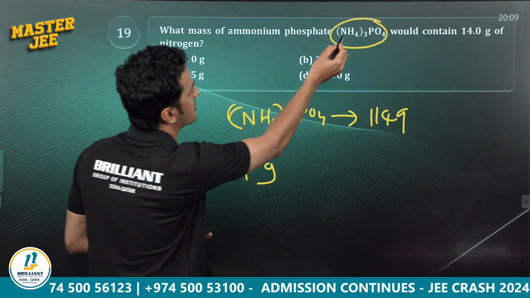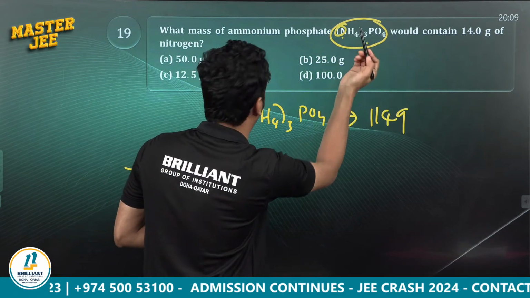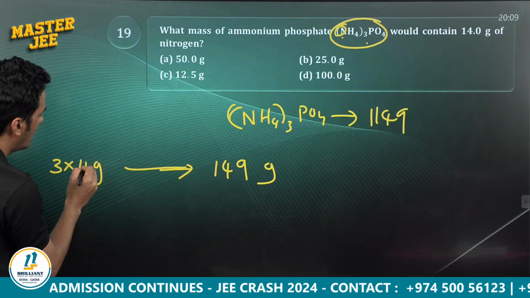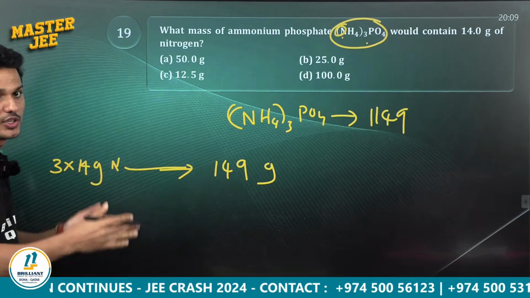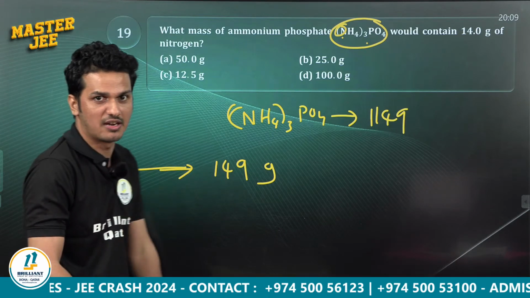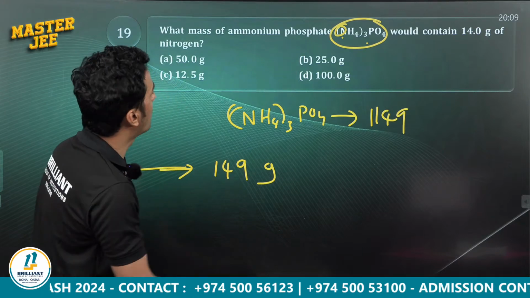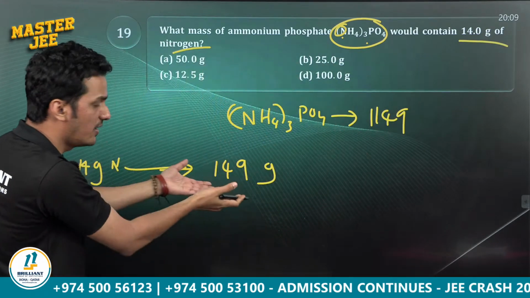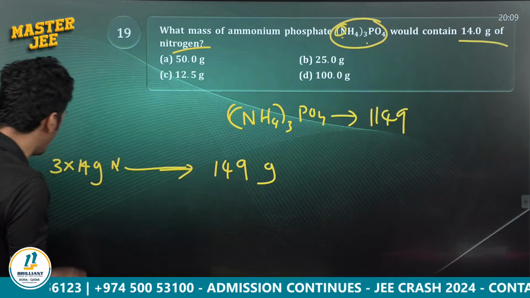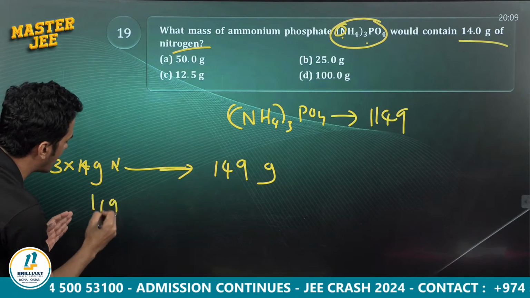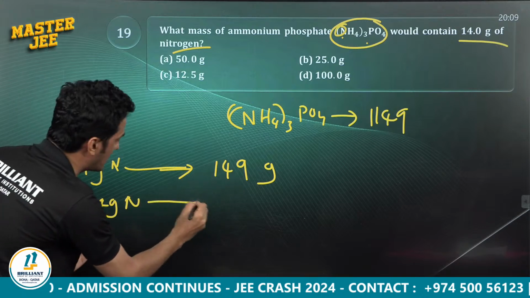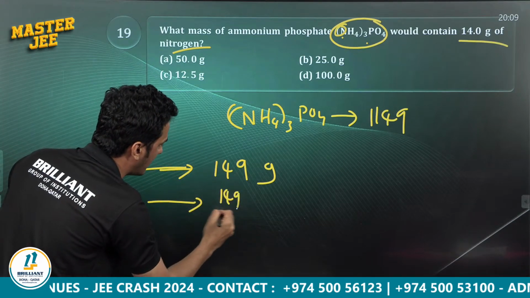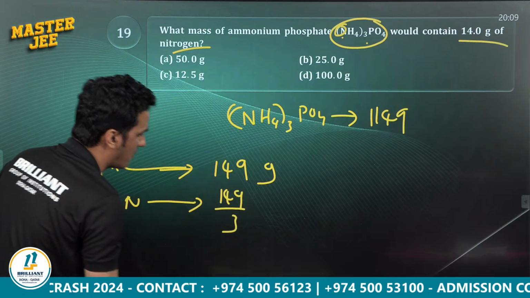How many nitrogen atoms are there? Nitrogen 1 into 3. That means 3 nitrogen. 3 nitrogen means 3 into 14 gram nitrogen is there. What's the question they are asking? They are asking, 14 gram of nitrogen is contained in how much mass you have to take. That means only 14 gram nitrogen, so you have to take this 3 to right hand side. So 149 divided by 3.